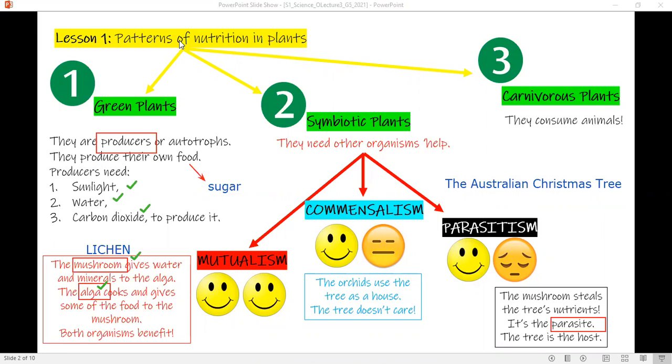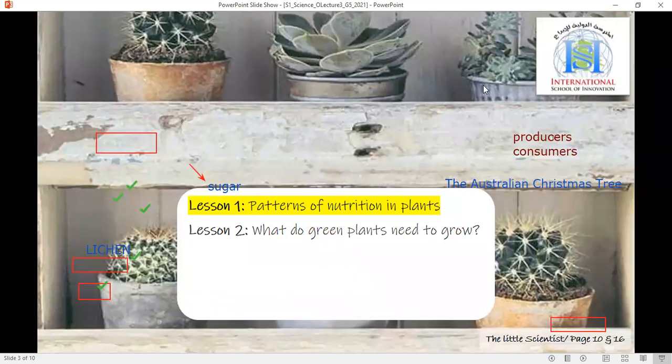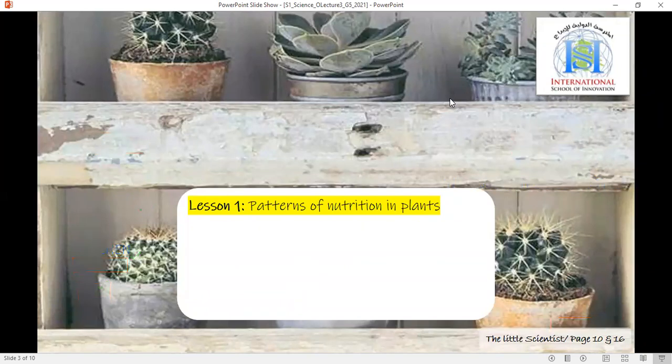Carnivorous plants, such as the Venus flytrap, are plants that also go through photosynthesis. So they are producers. They produce their own food, but the food they produce is not enough. So they also need to find another way: they consume tiny animals such as insects, mice, and frogs. There are three patterns of nutrition in plants. Green plants are plants that go through photosynthesis.